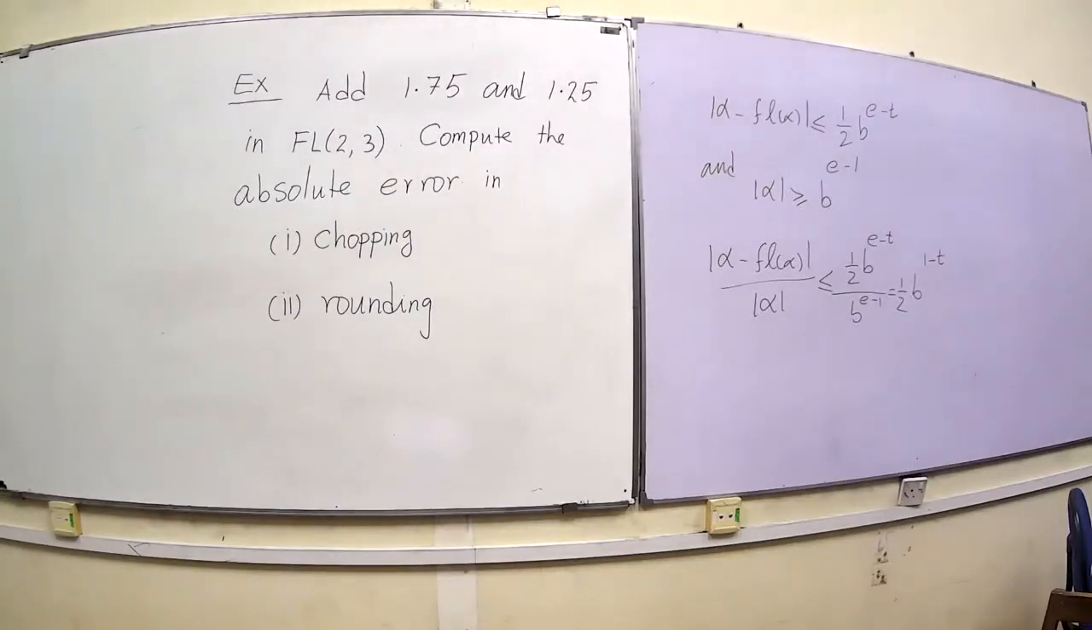Right, so let us see this example. Two numbers are given, 1.75 and 1.25. Say they want you to convert these numbers in floating point system, right? FL of 2, 3, first with chopping and then with rounding, right? And then they ask you to find the absolute error. I'll just give you a hint of how to do this because there are a lot of computations. So I will ask you to finish it, right?